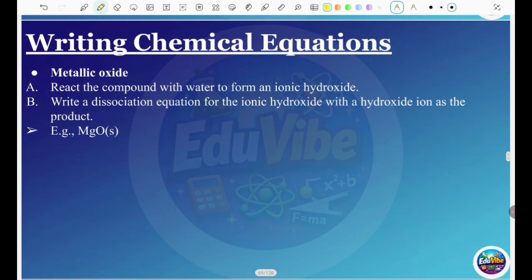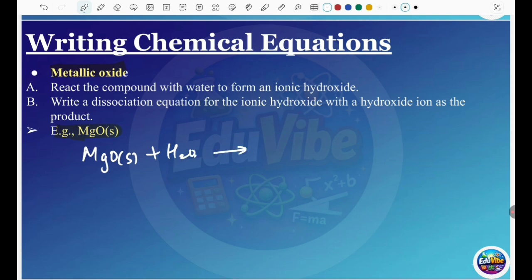Next, we have a metallic oxide. Metallic oxide means we have a metal with oxygen, which is the oxide. So, like we have this MgO solid. What we have to do is react the compound with water to produce the ionic hydroxide. The ionic hydroxide means you have to make the ionic hydroxide at the end. So first we have to react with this water. So MgO solid reacts with this water.